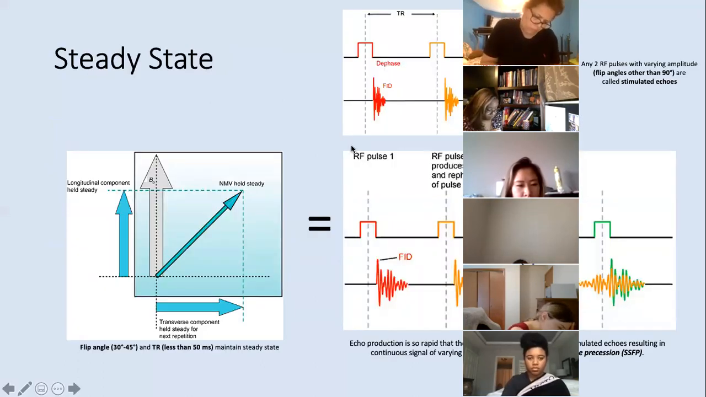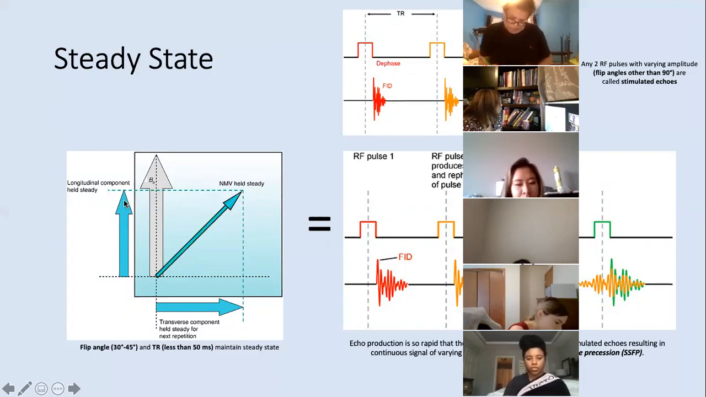So this is a diagram of what's steady state. I was trying to do it with my hands, but it's hard. So this is a diagram of what's going on. Remember, the energy in is the flip angle, and we want to keep it at about 30 to 45 degrees, because we want it to equal the energy out, the TR, or basically how long we allow this longitudinal magnetization to recover.